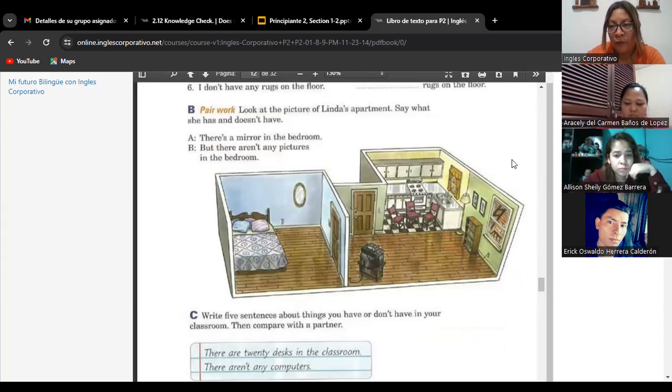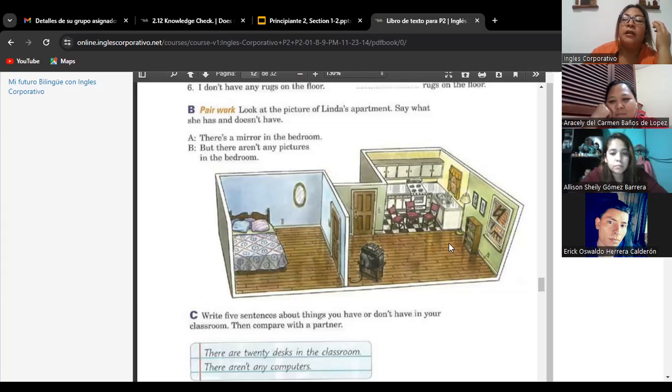Araceli, a sentence using there is, there are, or in the negative. There are some chairs in the living room. Are they in the living room? No, they are in the kitchen. So in the negative: there aren't chairs in the living room. There are no chairs in the living room.